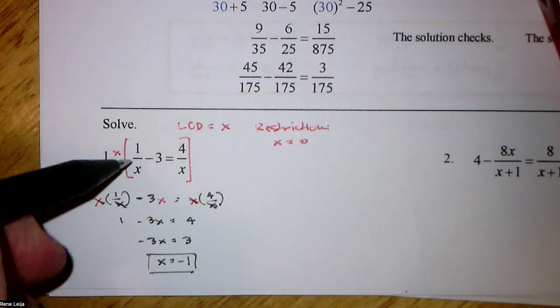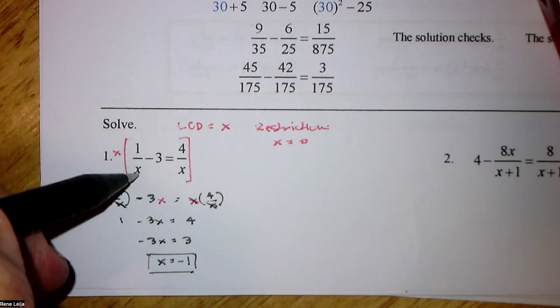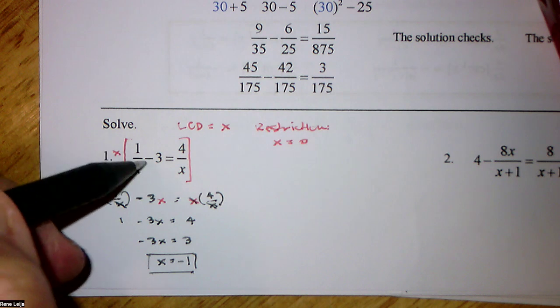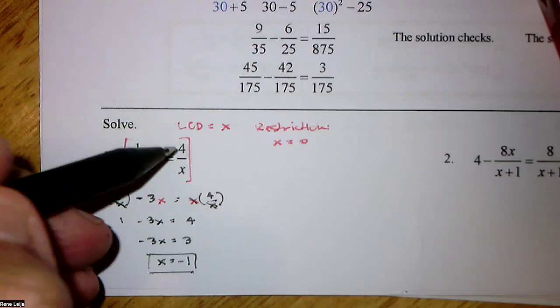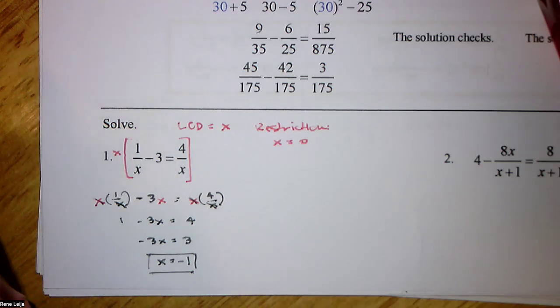In fact, let's go ahead and plug it in. 1 over -1 is -1. So -1 minus 3 is a -4. 4 over -1 is a -4. So we get -4 equals -4, so it works. Okay.